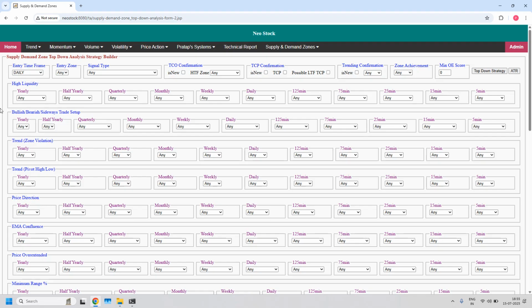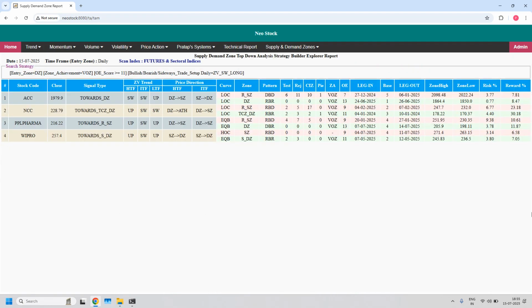Okay, starting with monthly income trade, sideways long trade setup. Entry time frame is daily, entry zone, demand zone. And here at daily I am selecting sideways long. Zone achievement violated opposing zone. Minimum odd enhancer 11 for sideways. With these filters we got 4 stocks. And entry time frame zones are daily demand zones. See, some of these zones are already tested.